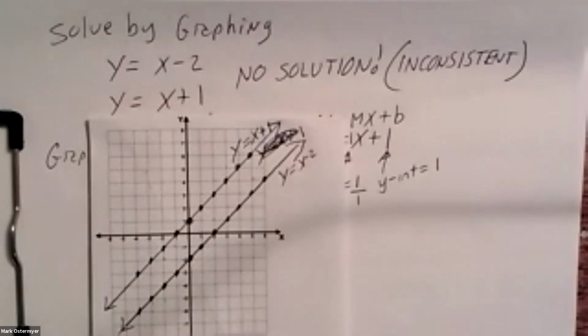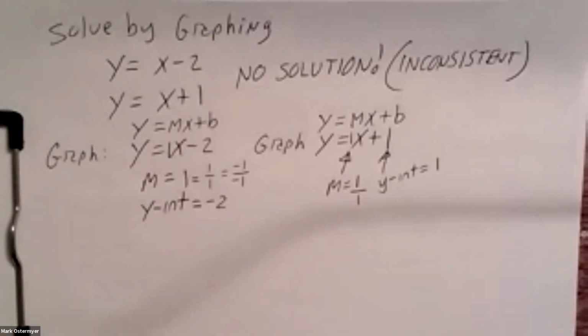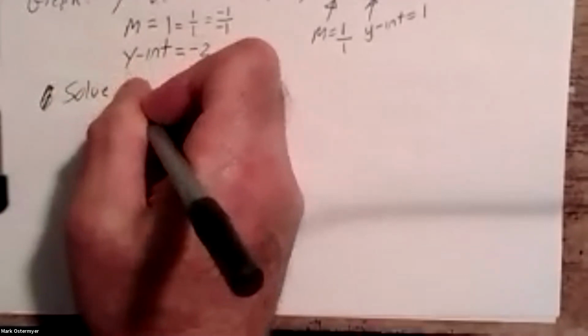Now, there's only one other type I need to expose you to. That is a system that has an infinite number of ordered pair solutions. What kind of graphs would those have to look like if there's an infinite number of points of intersection? Maybe we better look at one. All right, so we will try to do one. We will try to solve this system by graphing.